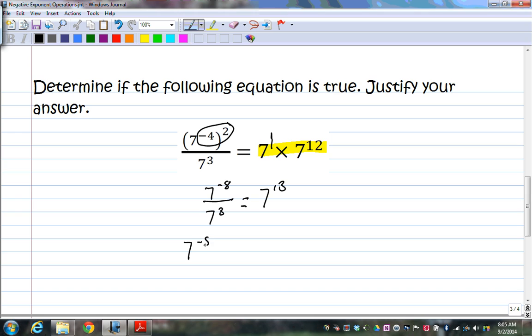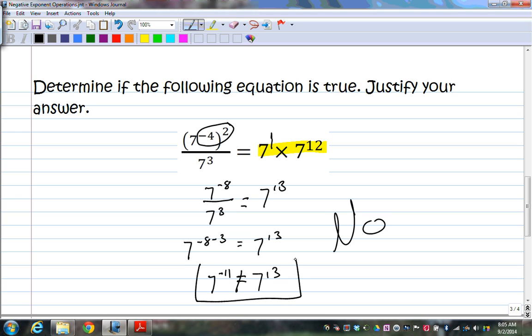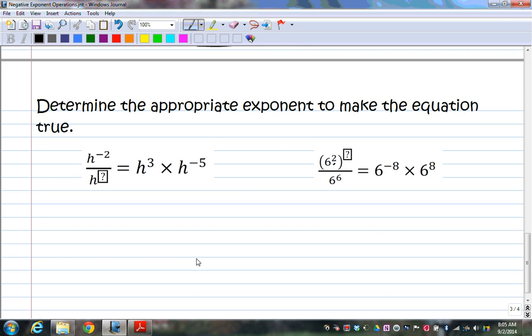7 to the negative 8 minus 3. We want to see if that's equal to 7 to the 13th. This is equal to 7 to the negative 11th, which is not equal to 7 to the 13th. So your answer is no, and there is your justification. Cool? I think so. Last page.